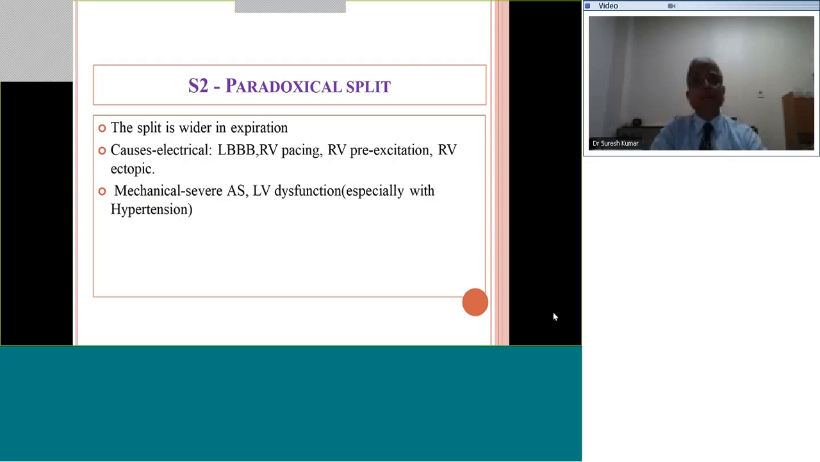And just like the other conditions, here you can split the causes as electrical and mechanical. Electrical would be left bundle branch block, right ventricular pacing, right ventricular pre-excitation, and right ventricular ectopic. In all these conditions, the right ventricle starts beating first. Mechanical, when there is a problem with the aortic valve, severe aortic stenosis or left ventricular dysfunction, especially in hypertension, you can appreciate a paradoxical split.